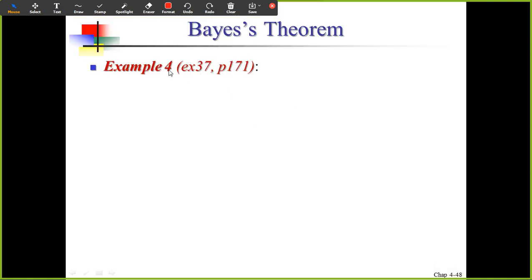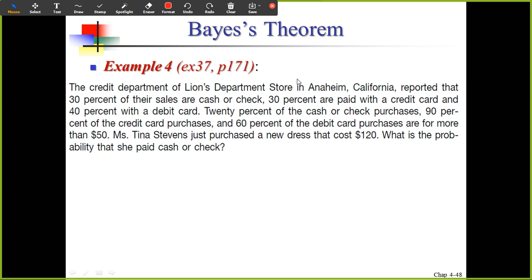Okay, I take the other example. I provide you maybe 4 examples. Why? Because I want you to see again and again different examples in order to make you understand this one. This example I just take from the textbook. It's exercise number 37 on page 171. So I just show the screen.